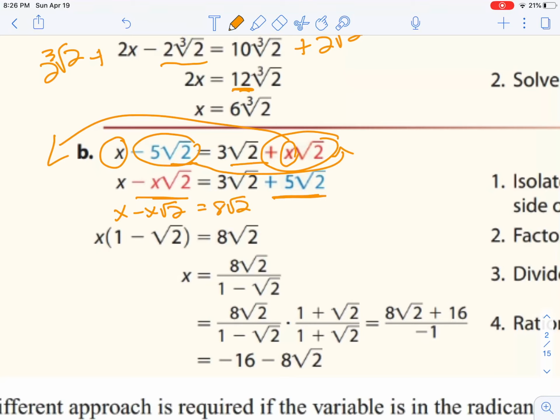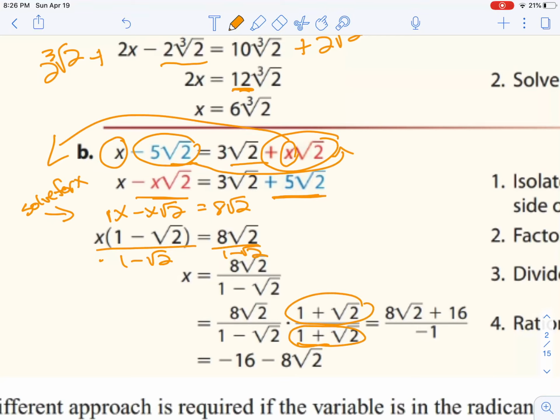Since we're solving for x, let's factor out the x. So that would be x times 1 minus the square root of 2, because this is the same as 1x. So we take the x out. Then all we have to do is divide by 1 minus the square root of 2 on both sides, which is what we just learned how to do, making sure that we multiply by the conjugate.